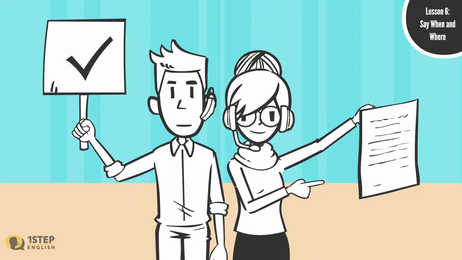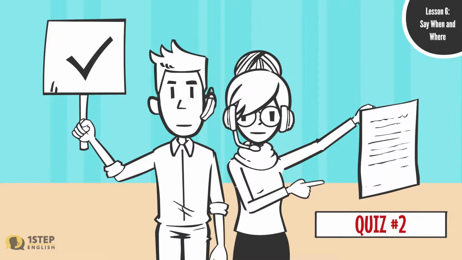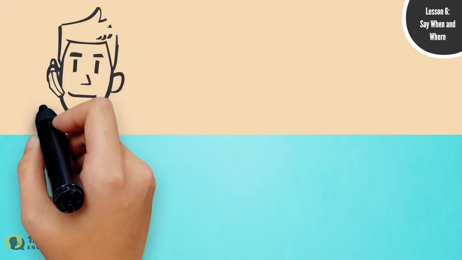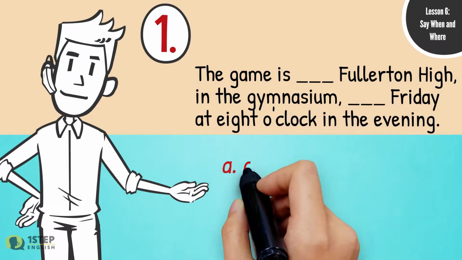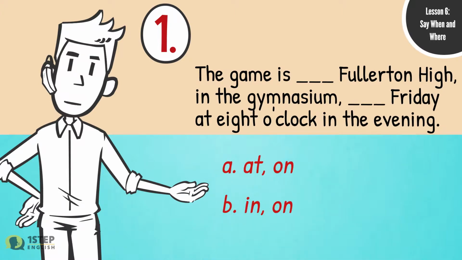Let's test your knowledge. Choose the letter of the correct answer. Quiz number 2. One. The game is blank Fullerton High, in the gymnasium, blank Friday at 8 o'clock in the evening. A. At, on. B. In, on. The correct answer is letter A. The game is at Fullerton High, in the gymnasium, on Friday at 8 o'clock in the evening.